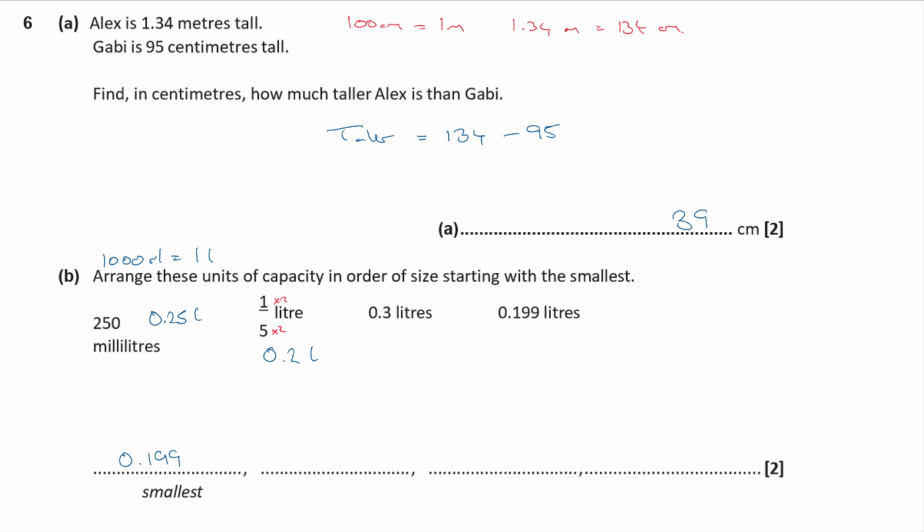Next biggest is going to be a flip up between the 0.25 and 0.2. If I add an extra 0 on here, look, 0.20, you can see that 20 is less than 25. So it's going to be 0.2 litres first. I'm going to write down what I originally had, though. That's a fifth of a litre. Okay, next biggest is going to be the 0.25 litres, or 250 millilitres. And then finally, the biggest one is going to be the 0.3 litres.